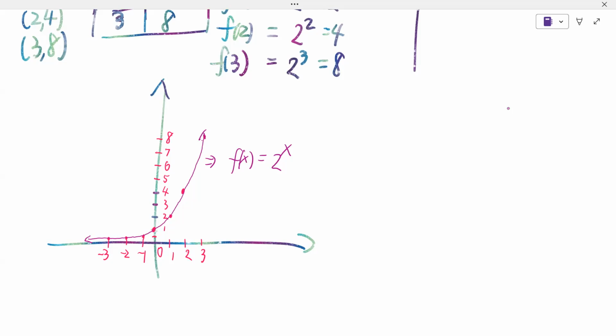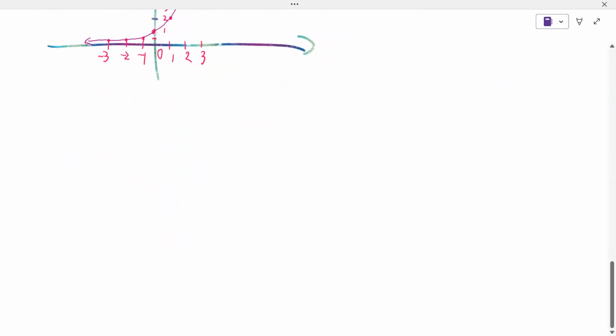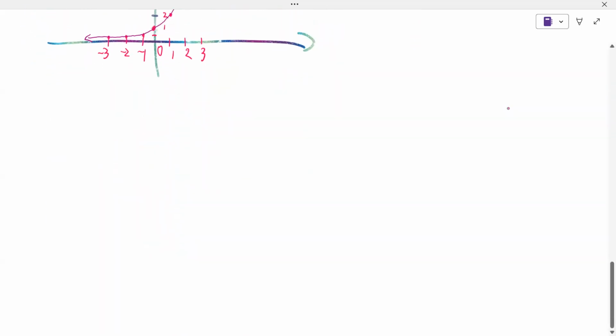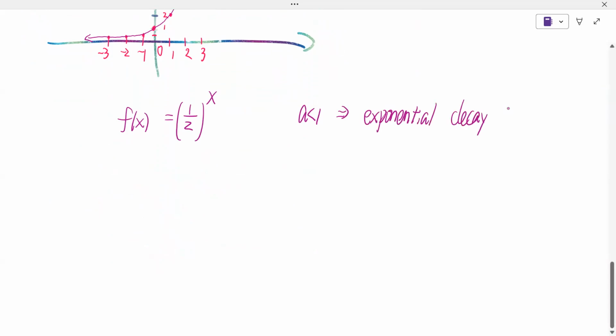All right, so now let's take a look at what if we change the base to half? So let's say f of x equals half to the x power. Now when the base is less than 1, then we call this an exponential decay model, meaning it's decreasing from left to right. Decay means decreasing.